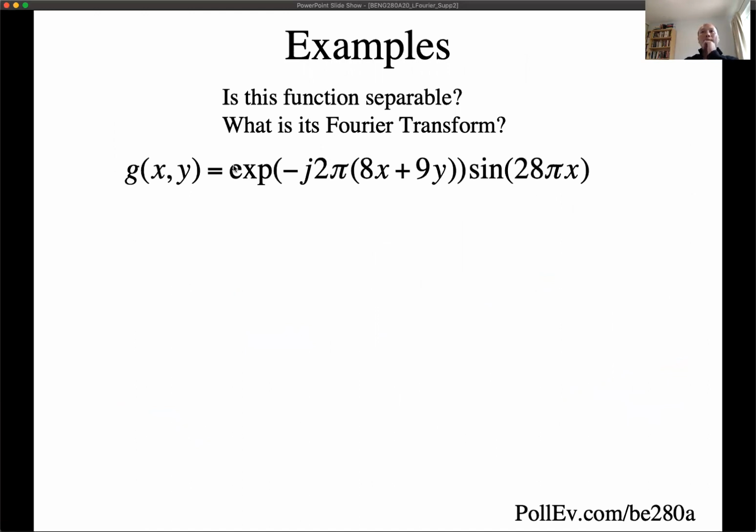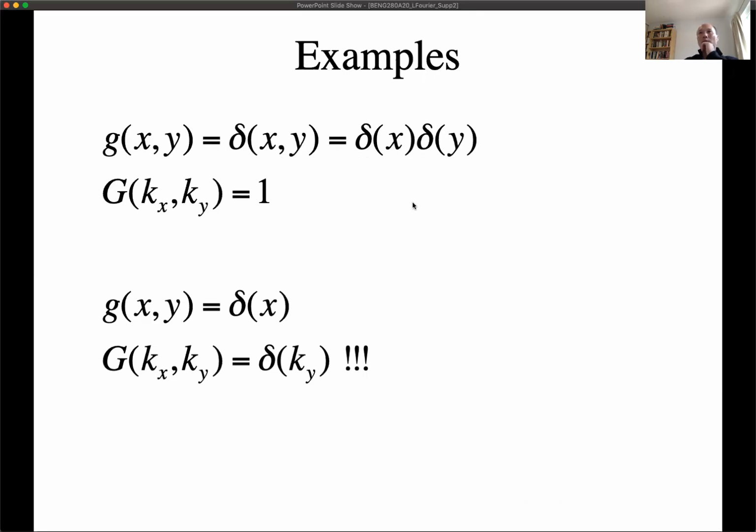Okay, the question is: is the function separable, and what is its Fourier transform? I'm going to leave this because we're running behind on time. Just going to go through a few simple examples. The two-dimensional delta function is separable. So this goes to 1 and this goes to 1, so the product is 1. This is a tricky one. The two-dimensional function delta of x equals delta of x, but we have to remember that actually means delta of x times 1, right? So this goes to 1, but this goes to delta of ky.